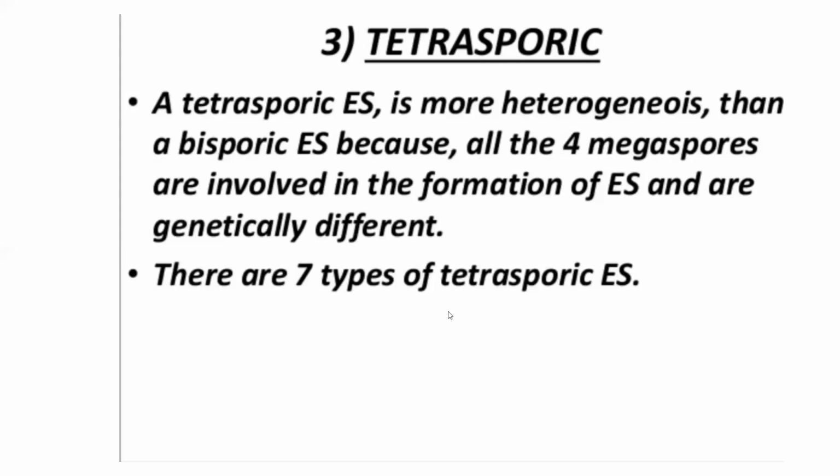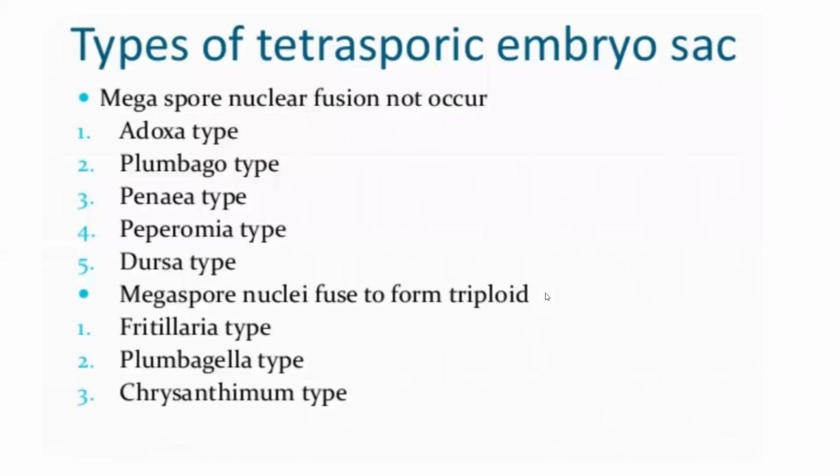So in this, there are 7 types of tetrasporic embryo sacs: Adoxa type, Plumbago, Penaea, Peperomia, Drusa, Fritillaria, and Plumbagella. So this is another way, Chrysanthemum type, need not say here, almost 7 types. Okay, we will discuss them one by one. So first one is the Adoxa type.